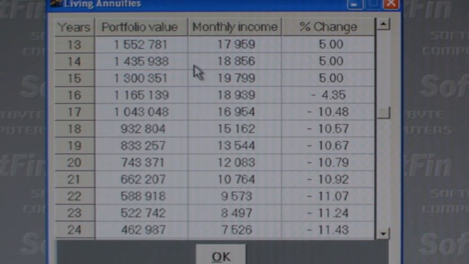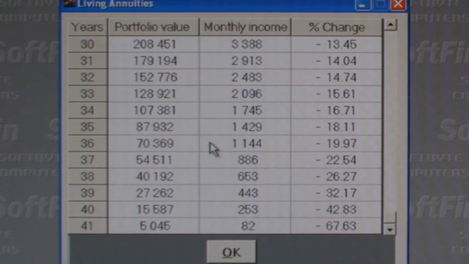As the portfolio continues to grow at 8% and we continue to take out 17.5%, the percentage drop in our income increases. Let's scroll down to the end. We can see that after 41 years, our income is 67% of what it was in year 40. The rules as they are today mean that in this case, the annuity would be cancelled in about year 36 or 37, and the remaining capital would be paid out.